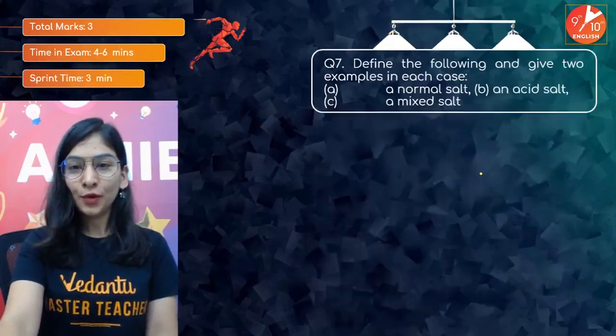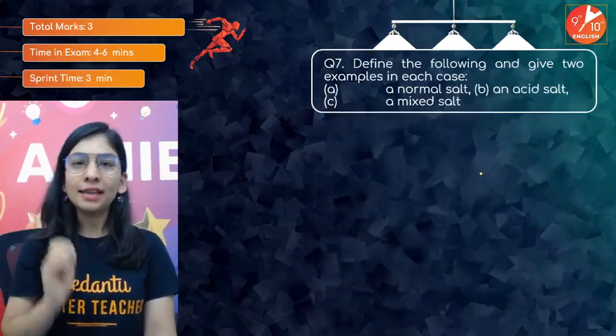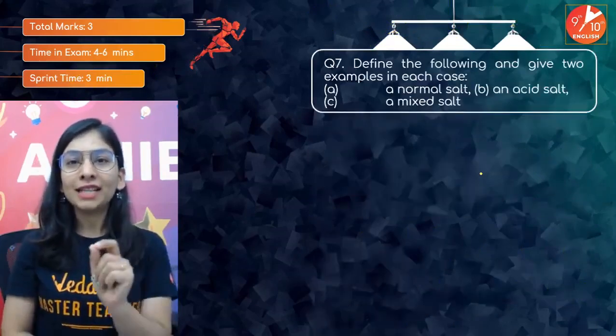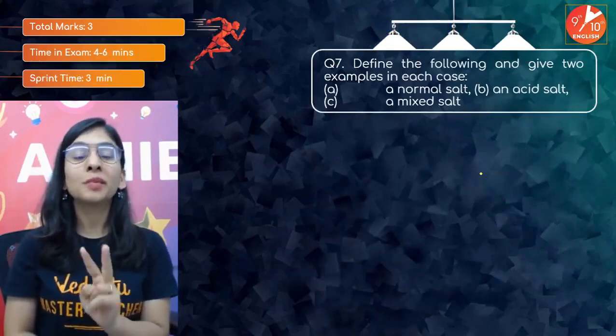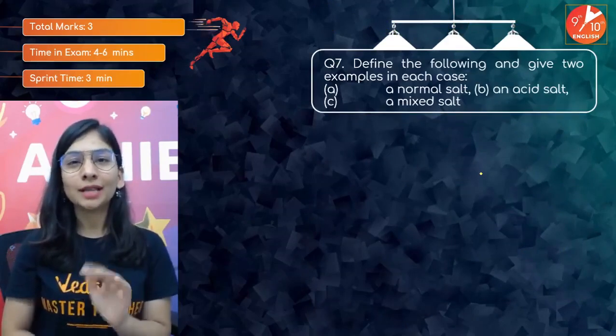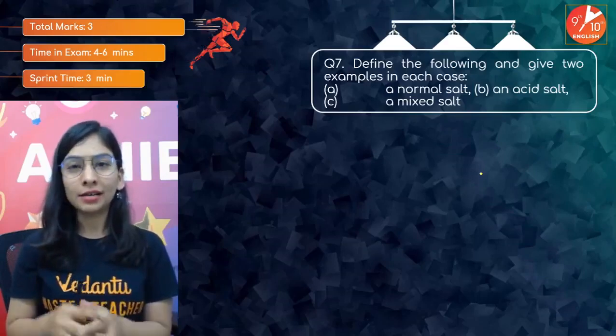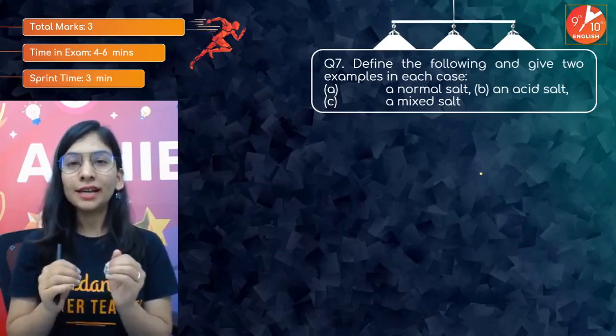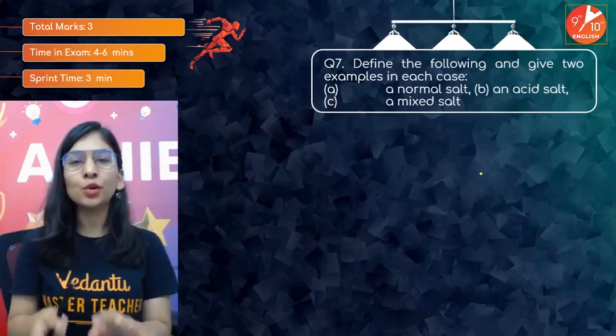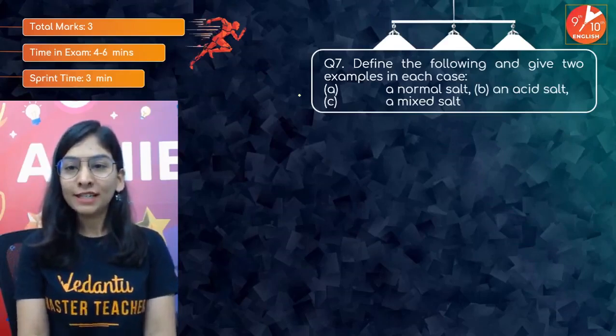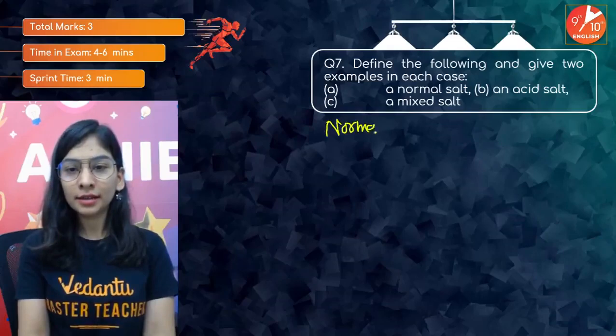Okay, let's move. Question number 7. Easy question, but whenever you're writing the concept, you should not miss out certain words. Otherwise, the teacher should have a correct expression, or correct this mindset that, yeah, you know it properly. So, define the following and give 2 examples of a normal salt, acidic salt or mixed salt.